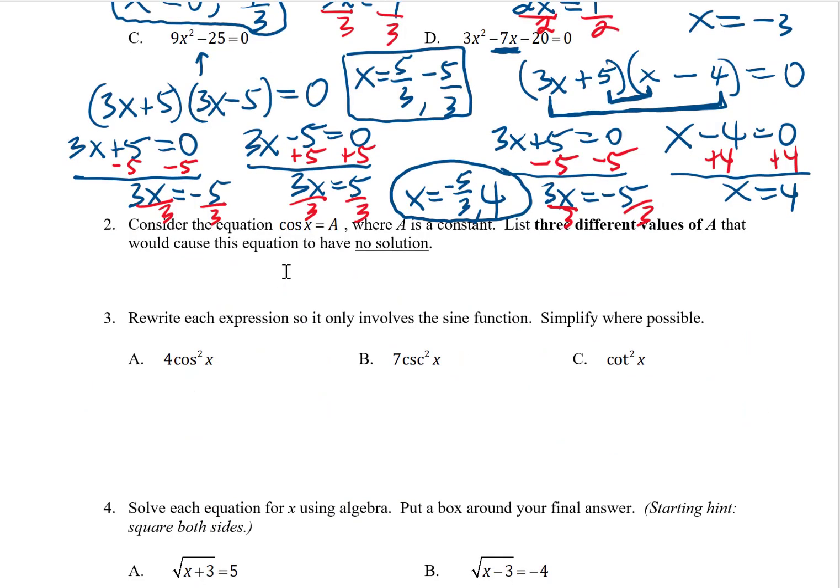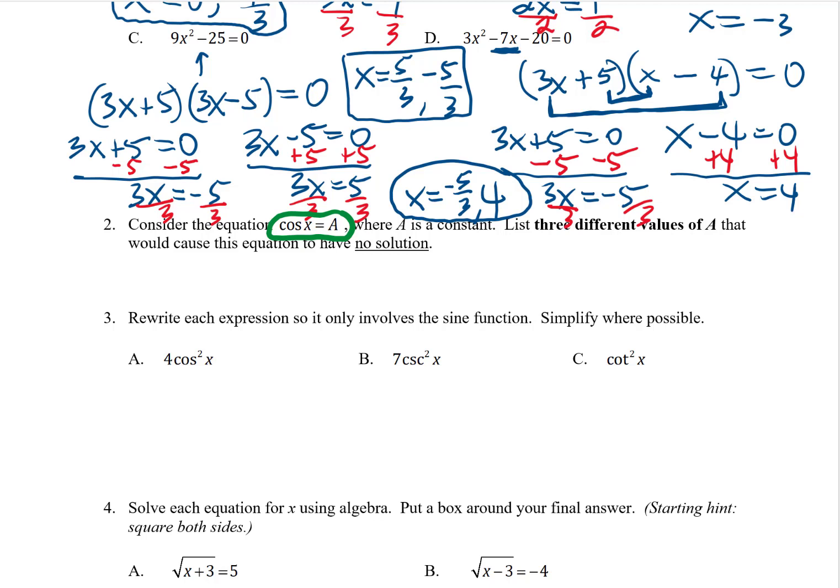Problem number 2. I've got this equation, cosine x equals a. A is just some number. We're being asked to find three different values that we could have there for a that would cause the equation to have no solution. All you have to do is think about the meaning of the x and the a. This is a trig equation. When I see cosine, what goes into it? Angles.